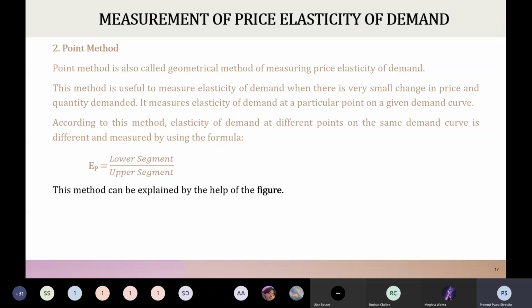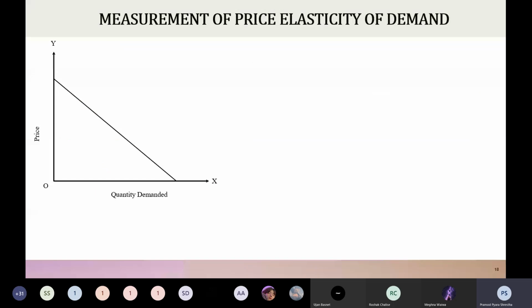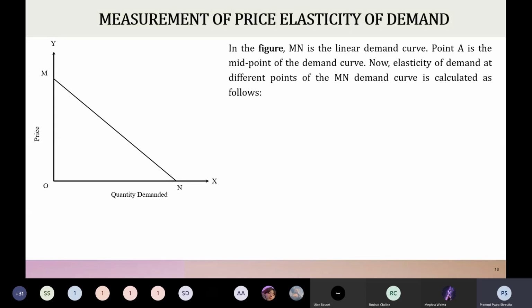Now let's discuss this with the help of the figure, because this is the geometrical method of measuring price elasticity of demand, so there is no need to make a table here. So let's make the diagram. In the figure, quantity demanded and price are measured along the x-axis and y-axis respectively. MN is the demand curve.